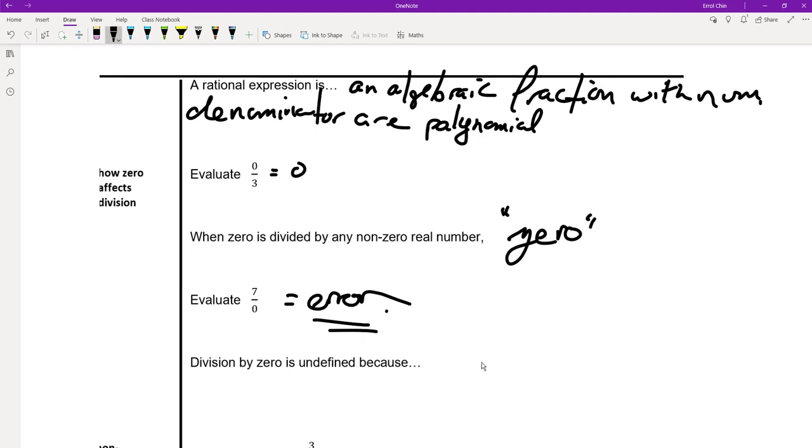Okay, and the definition says you split. All right, division is really splitting. So if you split something into 0 parts, it's not possible.